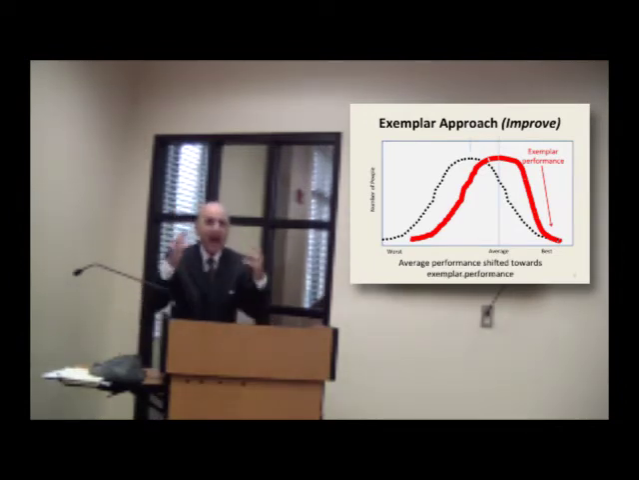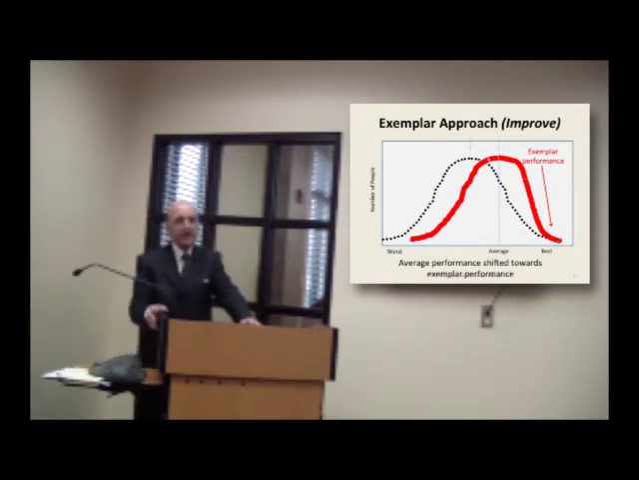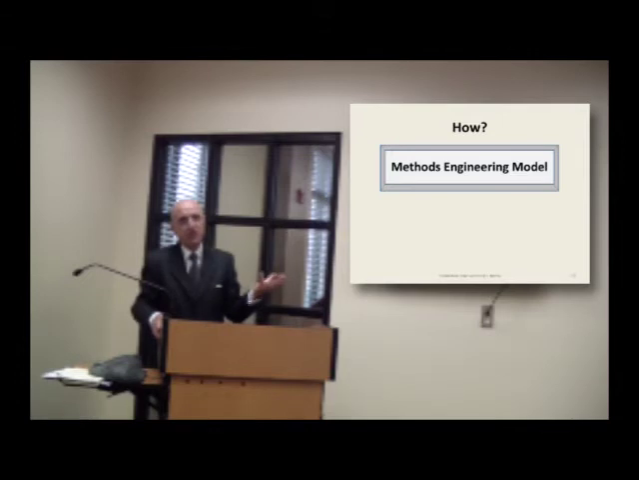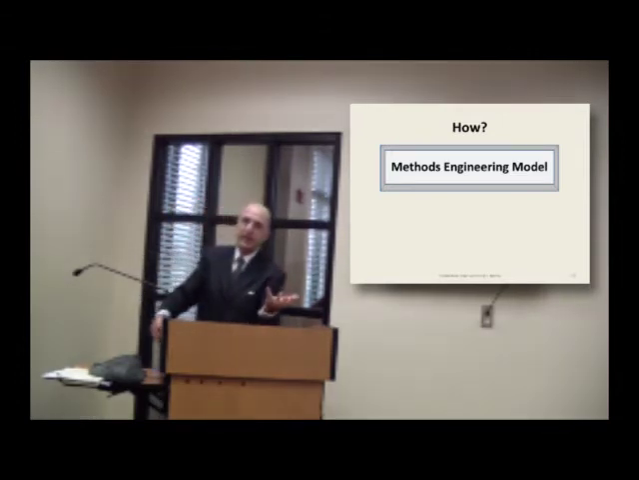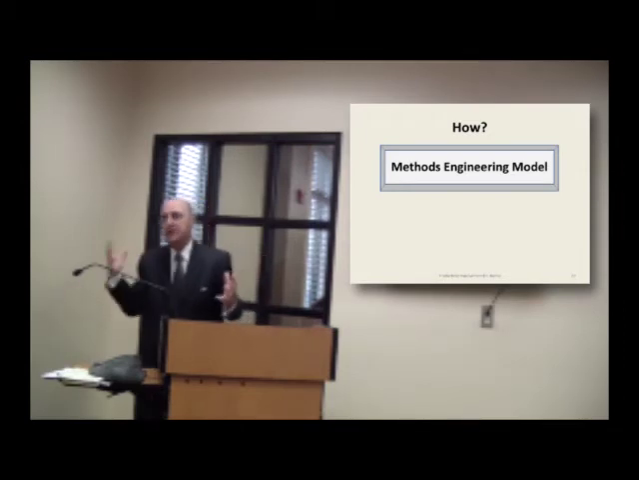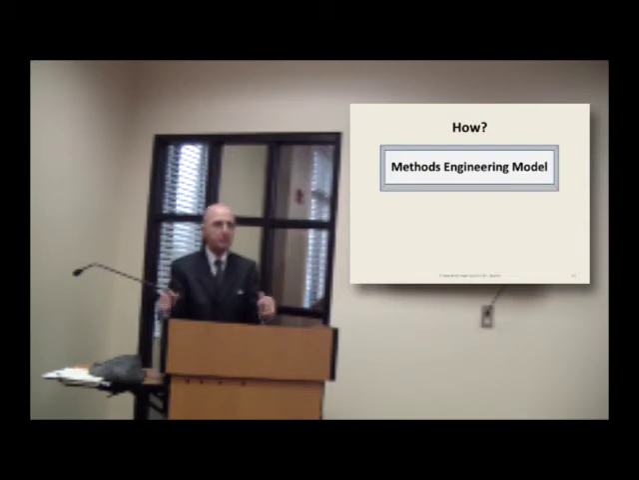Now, the question is, how can we do that? How can we move the average to the exemplar? How can we move the curve? How can we get everybody to move down there? We can use what is called the methods engineering model. What are the things that distinguish between the exemplar and the average? Let's look at the difference between those two.